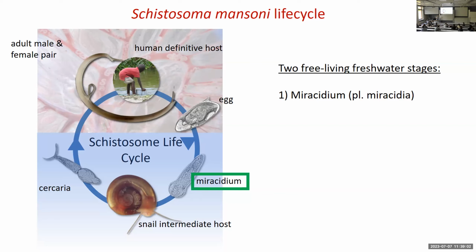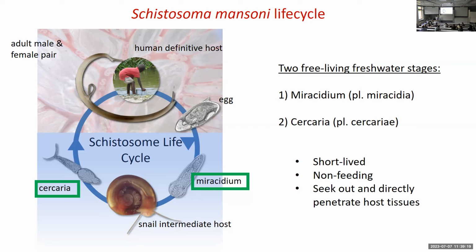There are different stages which are called sporocysts. And after some time, around a month, again, depending on the species and environmental conditions, it emerges as a second stage, which is called cercaria. And these are the ones that are dangerous to people. Again, it's a short-lived, non-feeding stage, and it directly penetrates the host tissue.